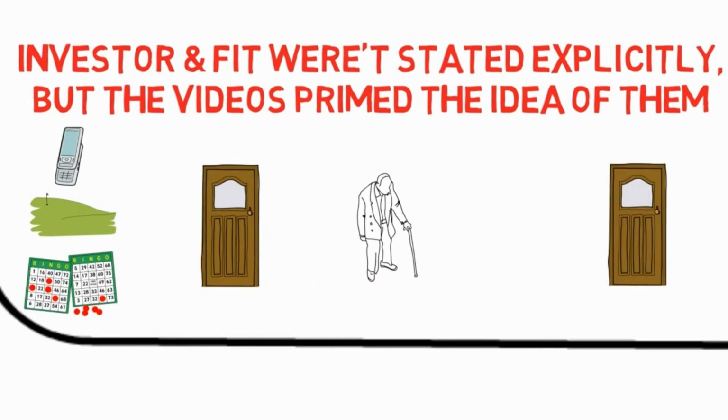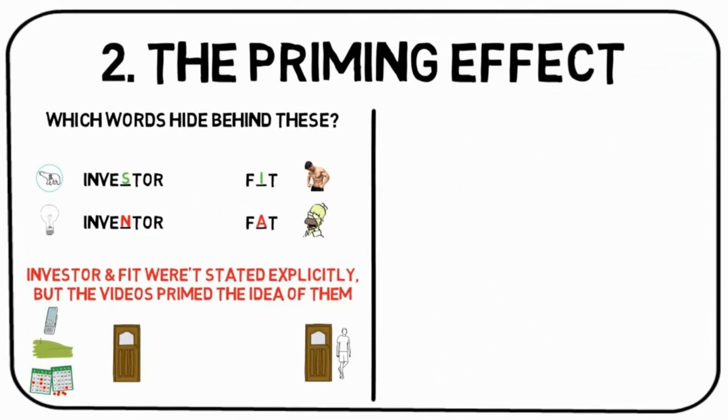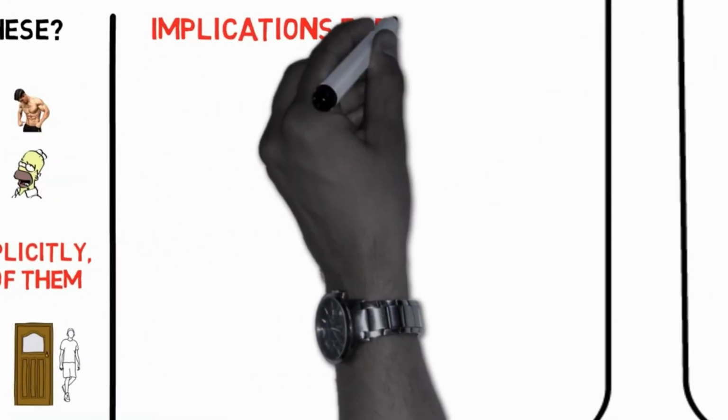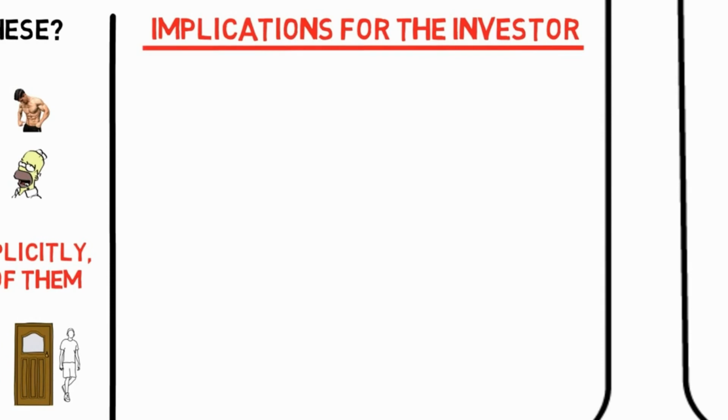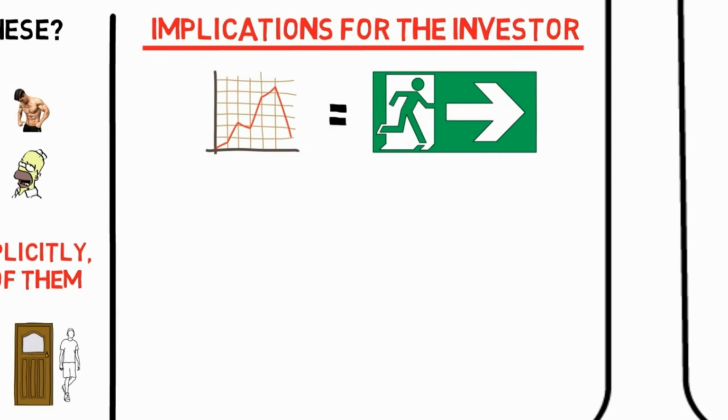The students who were primed moved slower, imitating an old person, than the control group, who weren't primed with the idea of being old. Now that's powerful. Implications for the investor. Priming has huge consequences for investors. Running for the exit door during market crashes is one of them.